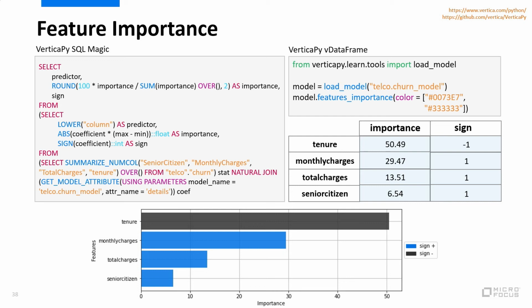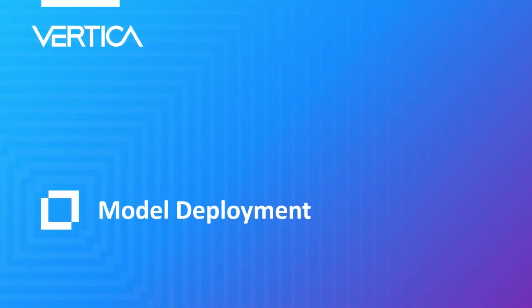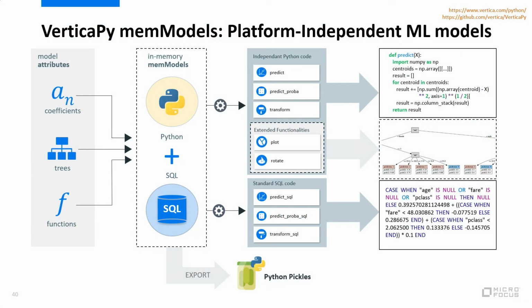In VerticaPy, you just have to use the features importance method, and then you get the importance of the different features. And when you're ready to put your model into production, you think that your data preparation is fine, and the model is predicting well. So sometimes you don't want to do the scoring directly in the database, and you want to do in-memory scoring.